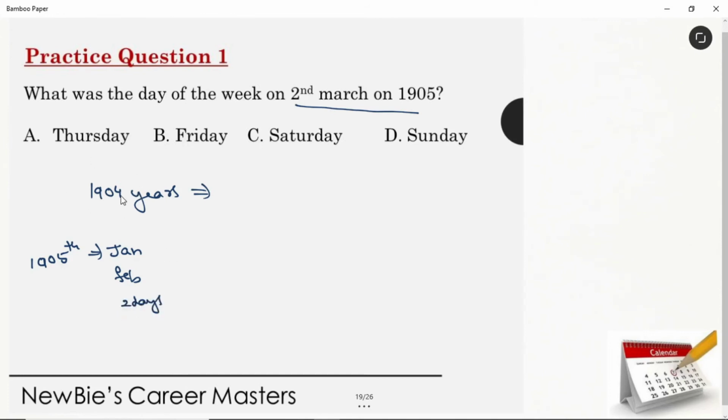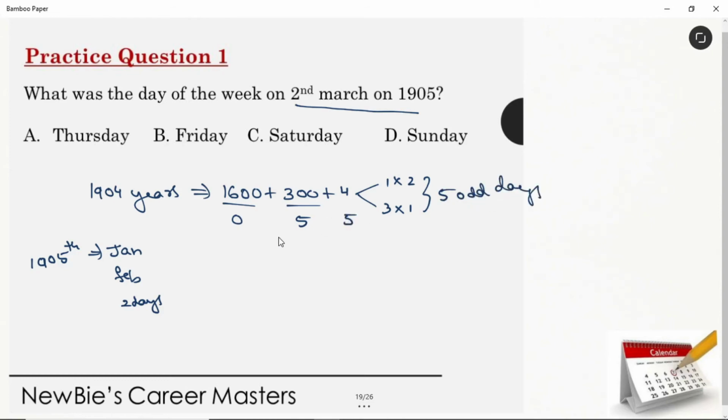Correct. Now find out how many odd days are there in 1904 years. See, 1600 plus 300 plus 4 years. So 1600, 0 odd days, 300 years, 5 odd days, 4 years, 1 leap year and 3 ordinary years. 1 leap year into 2, 3 ordinary years into 1. Total 5 odd days. Correct. Now I'll take that 5 here. Yes. We are done with years. Till here you knew. This one is extra.